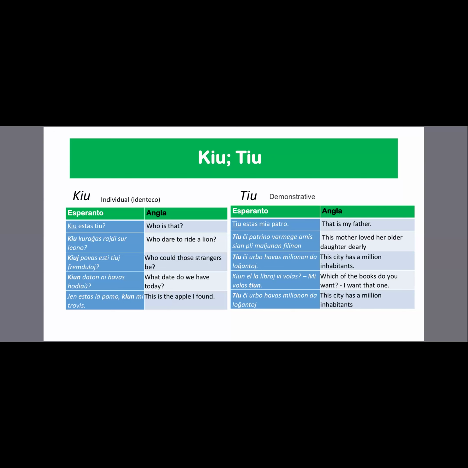Amis sian pli maljunan. Maljuna is old, and if I say pli maljuna, it is older. Filinon, daughter. Filo is maybe son, but if you say filino, it is daughter. But here we are only demonstrating using tiu ĉi.